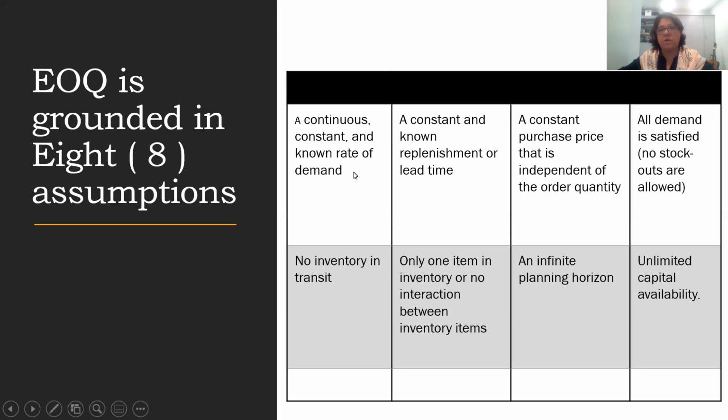So the 8 assumptions are a continuous, constant, and known rate of demand. The next one is a constant and known replenishment or lead time. Next one is a constant purchase price that is independent of the order quantity. The other one is all demand is satisfied, no stockouts are allowed. Then you've got no inventory in transit, then only one item in inventory, or no interaction between inventory items. Finally, an infinite planning horizon and unlimited capital. Well, we know that's not feasible. That doesn't happen a lot, but it's good to know EOQ.